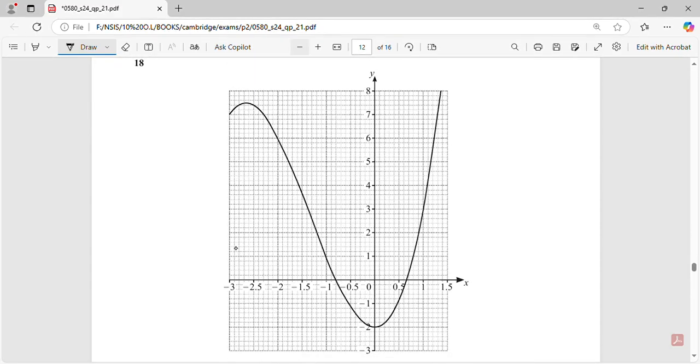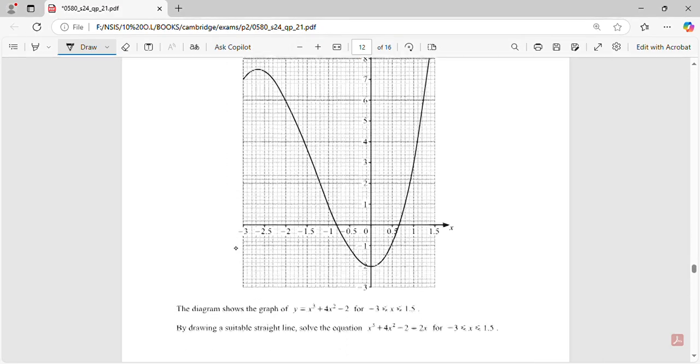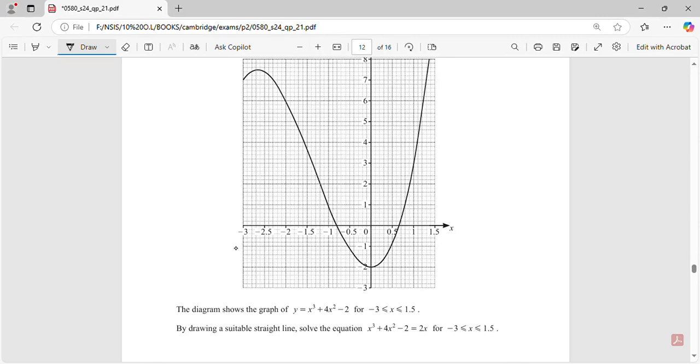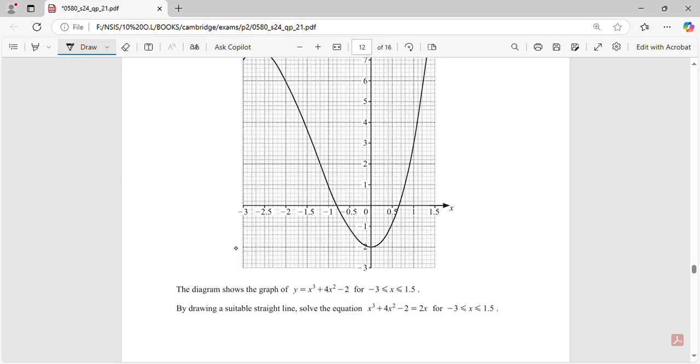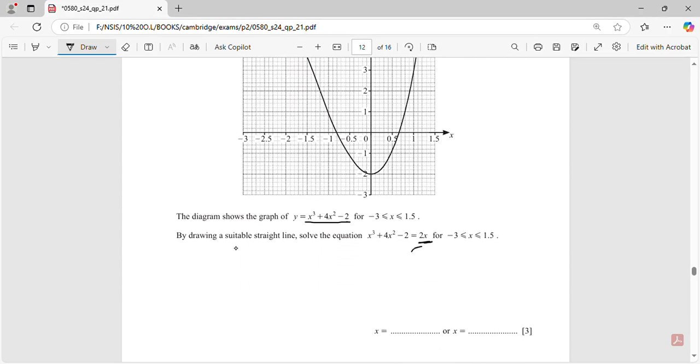Okay. Now let's think about number 18. In number 18, he told me that the diagram showed the graph of y equals x to the power of 3 plus 4x to the power of 2 minus 2 for this interval. By drawing a suitable straight line, solve the equation. So he asked me to solve the equation for this interval. How to solve the equation? This is the curve which is drawn, and he asked me only to draw the line 2x. What is the equation 2x? It means y equals 2x. So to draw this line, it will be like this.